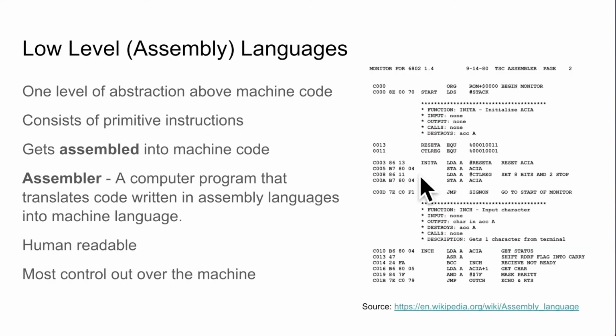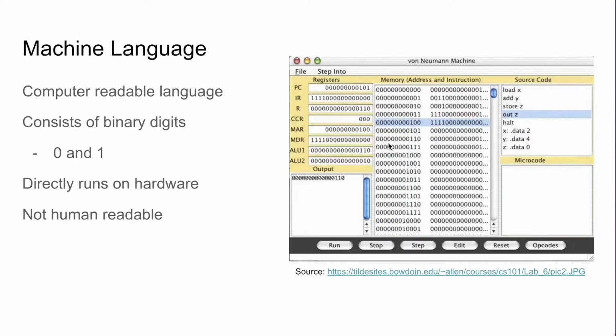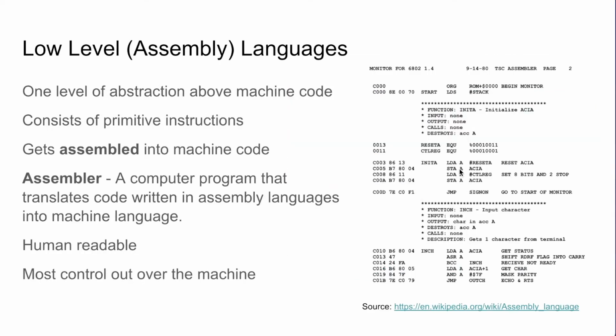And this is human readable because, well, instead of just having a bunch of zeros and ones for our instructions, over here we have actual instructions that are using characters, and they're much easier to read, but not necessarily the easiest thing to read.